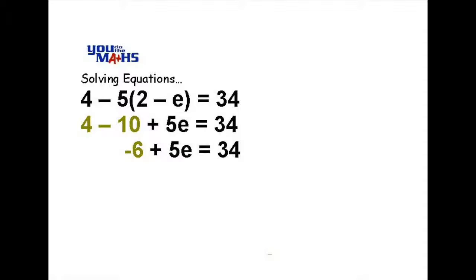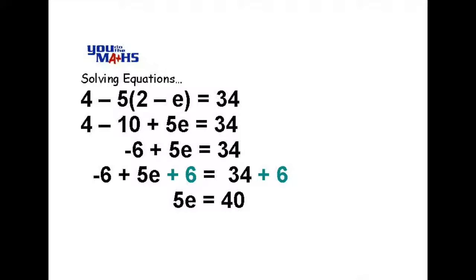Now the next step is to try and isolate the e by itself, so we need to get rid of the negative 6, and we do that by adding 6 to both sides of the equation. If we do that, the 6 is removed from the left hand side to give us 5e, and 34 plus 6 gives us 40. The next thing to do is to remove the 5. Now the opposite of multiply by 5 is to divide by 5, so we need to do that to the left and right hand side of the equation.